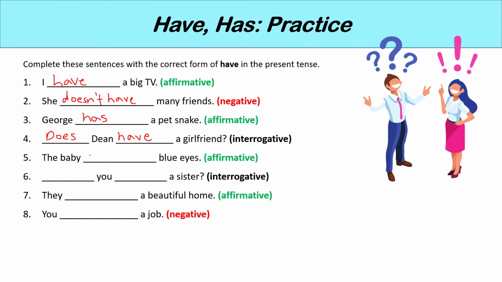Number 5, the baby has blue eyes. Number 6, do you have a sister? Number 7, they have a beautiful home. And finally, number 8, you don't have a job. Okay, so for this first part of the quiz, let me know how many you got correct out of 8.